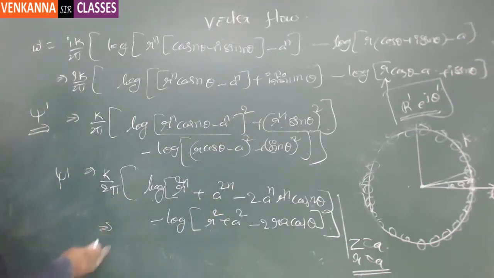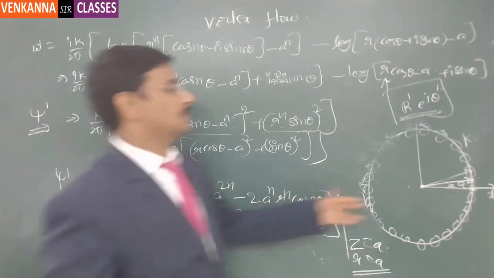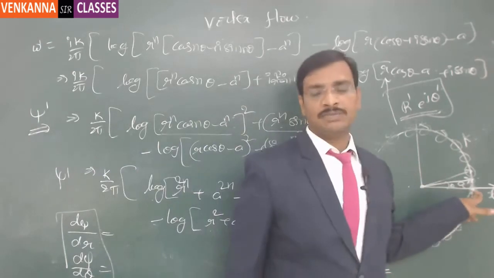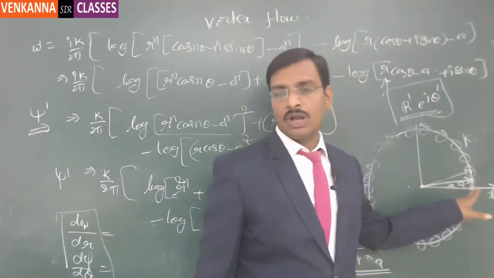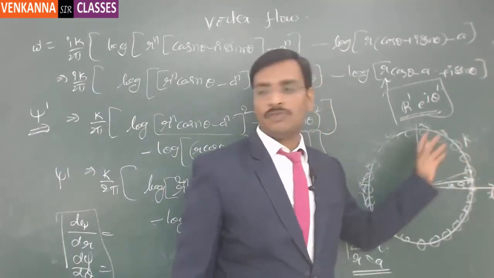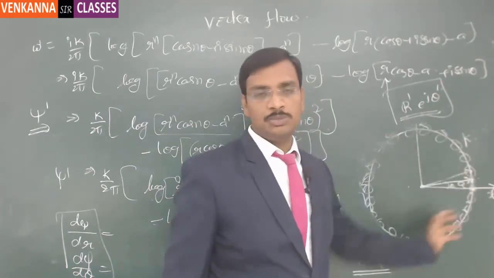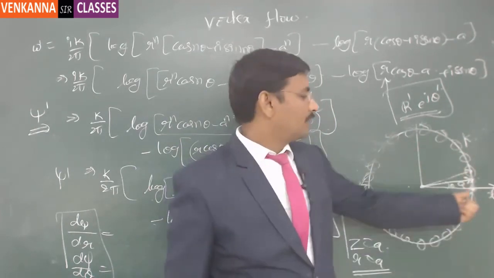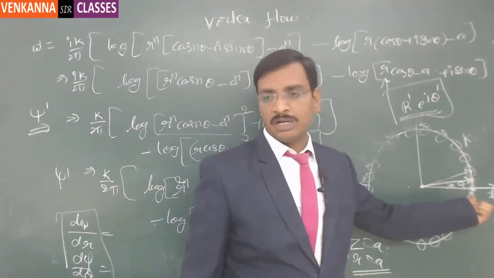Before substitution, we will find out if there is any change: d psi by dr and d psi by d theta. Both we need to find out. Why are we finding it out? See, this is a vertex, and these vertices are in a circular format. So all the vertices are distributed in a circular format. Now the stream function we are deriving at this particular point.